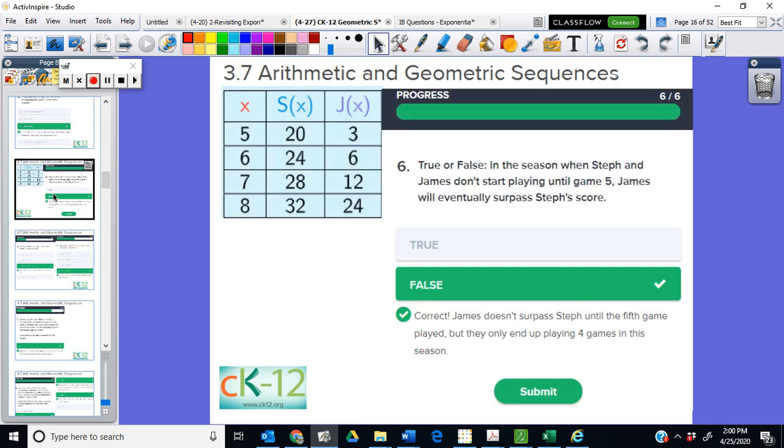The next one is true or false. Steph and James don't start playing games until game 5, and James will eventually surpass Steph's score. And you can see from the table that that is wrong. Steph is still 6 points ahead, or I'm sorry, 8 points ahead of James at that 8th game.